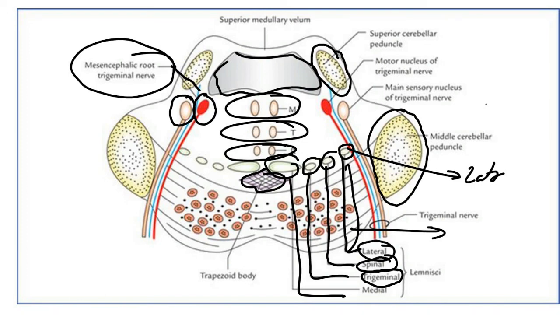Okay, now what is the function of the cerebellar peduncle? I have explained many times that the cerebellar peduncles simply connect the brainstem to the cerebellum. The inferior cerebellar peduncle will connect the medulla to the cerebellum, the middle will connect the pons to the cerebellum, and the superior will connect the midbrain to the cerebellum. So guys, that's all for the pons. We will definitely see the midbrain in the next lecture.